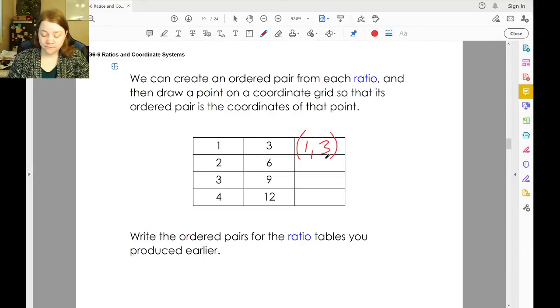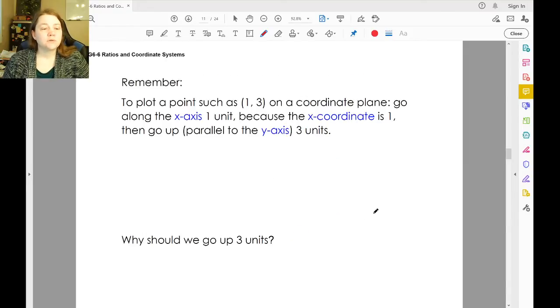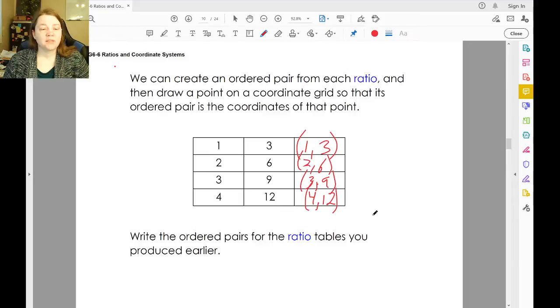You go ahead and create the rest of the ordered pairs, and then we'll talk about it. Welcome back. You should have also gotten (2, 6), (3, 9), and (4, 12). Those are the ordered pairs that you should have gotten. So to plot, remember that the first number in an ordered pair is the x, or the run. The second number in that ordered pair is the y, or the jump.